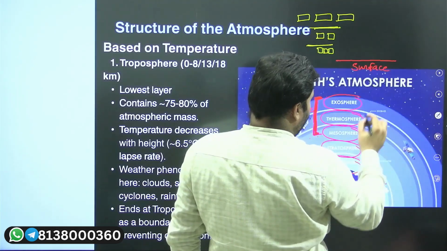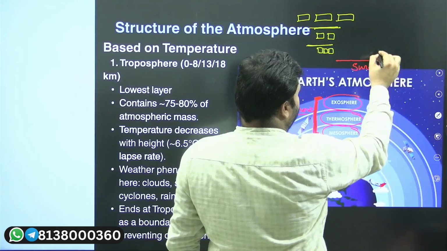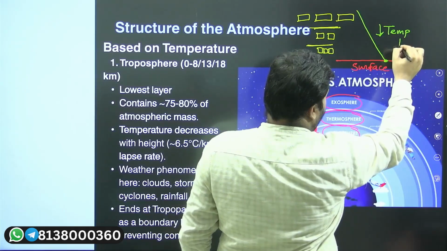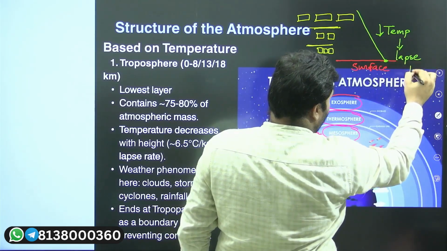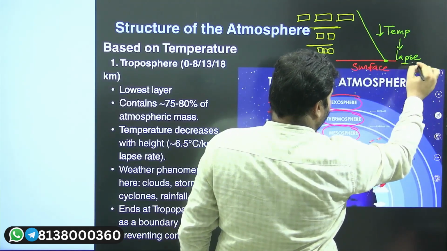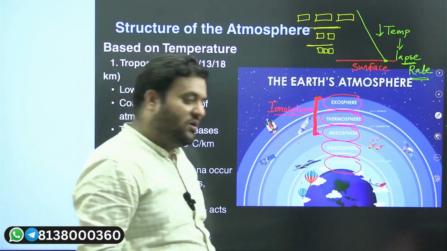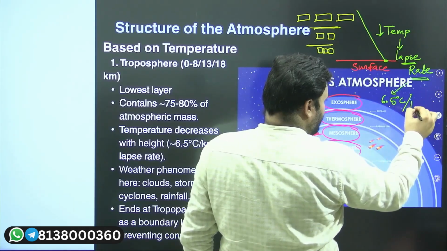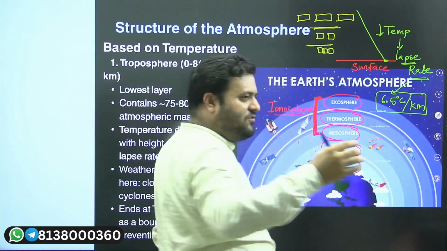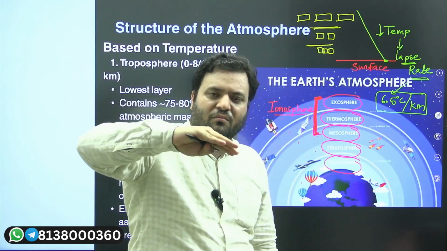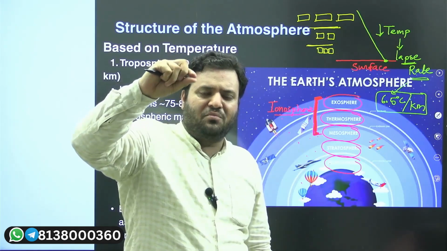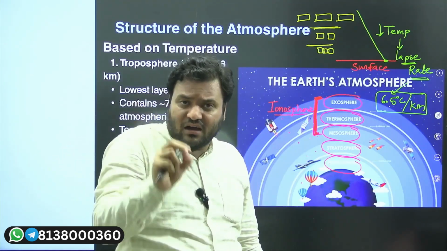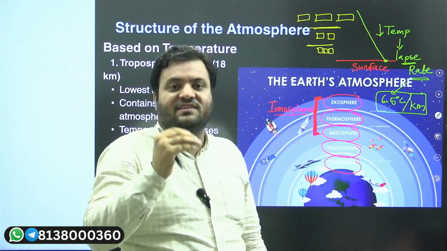So if you move vertically from this surface, what will happen? There will be a drop in temperature. And this drop in temperature is called what? Lapse rate. What is the lapse rate? The lapse rate is 6.5 degrees Celsius per kilometer. It means in the atmosphere, if you travel vertically by 1 kilometer, the temperature at that point would be less than the earth's surface temperature, by 6.5 degrees Celsius.